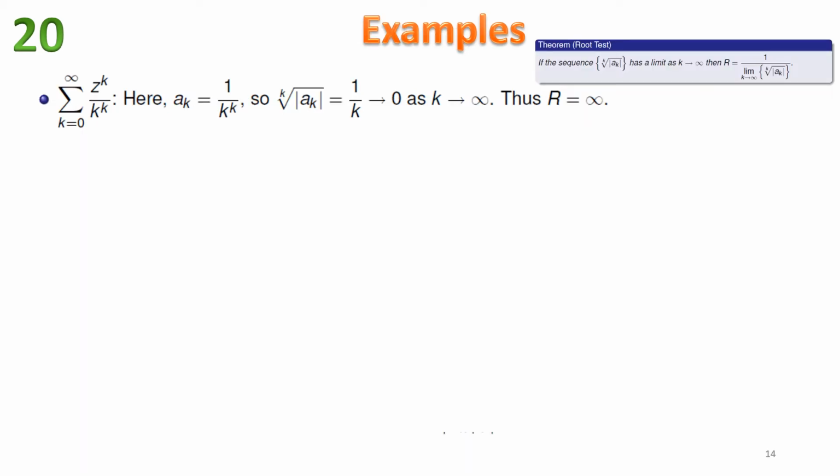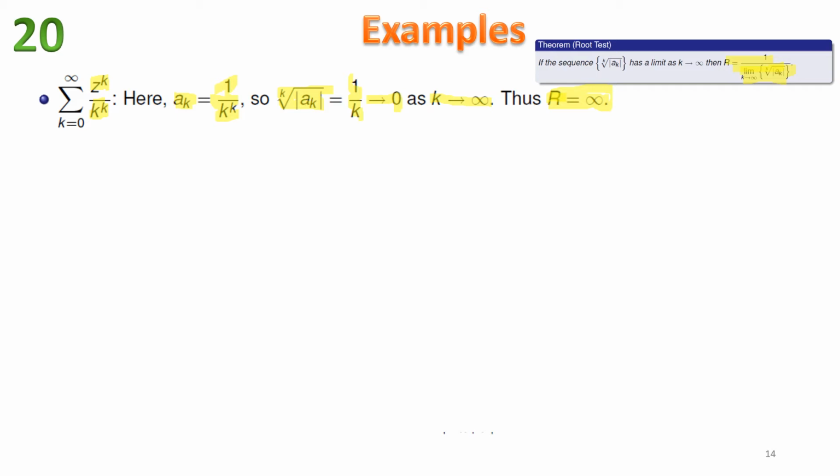Now let us deal with this example, z to the k upon k to the k. We have already worked this out, but we are now using the root test theorem for this. The root test theorem talks about the inverse of the limit of kth root of mod of a_k. So here we have to identify a_k, and a_k is 1 upon k to the k. Now kth root of mod of a_k will be simply 1 over k, and as k approaches infinity, this value approaches 0, and the radius of convergence is the inverse of the limit. So 1 upon the limit offers us r equal to infinity.